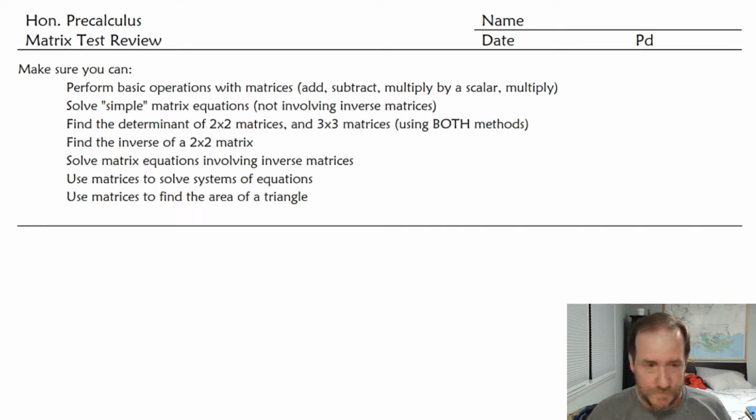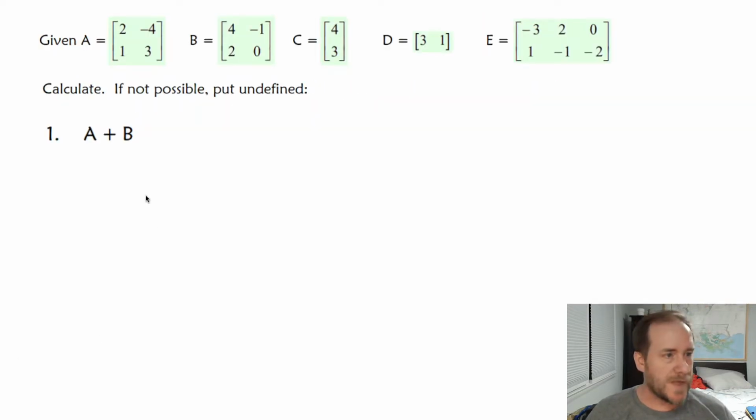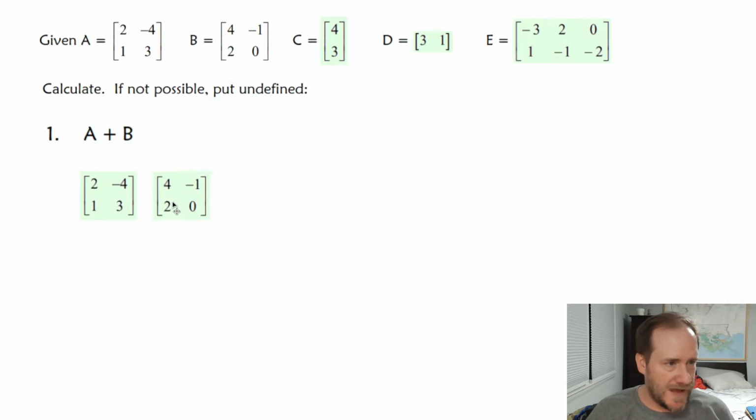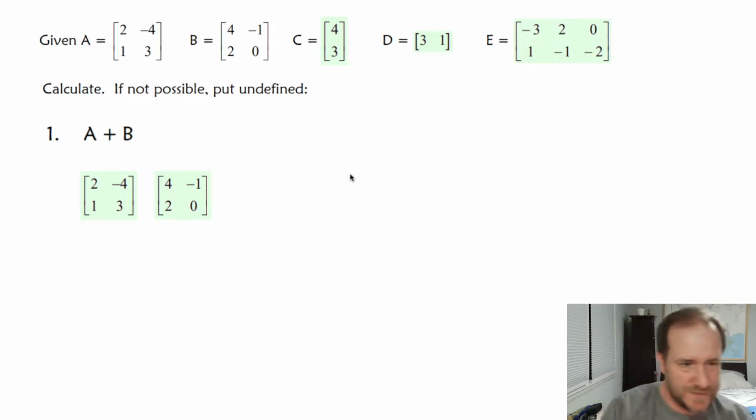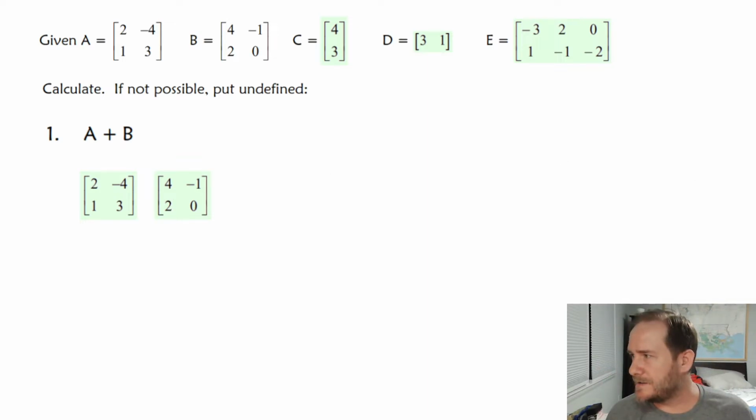Why isn't that working? There we go. Alright, so first we're adding matrices. This should be the easiest thing of all. Literally, you just grab matrix A and you grab matrix B, and to add them, as long as they have the same dimensions, you can add them. You just add them by adding the corresponding elements.